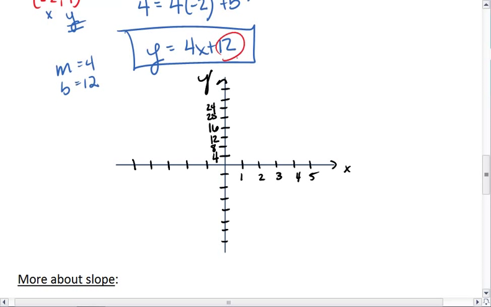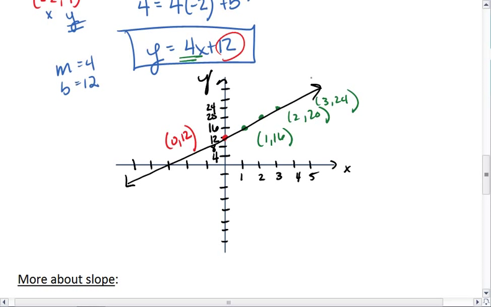All right, the positive 12 tells us that our y-intercept is 12, so we have the point 0, 12. A slope of 4 means we go up 4 units, so we go from 12 to 16 every time we move over 1. So we have the point 1, 16. We also have the point 2, 20, 3, 24. We can connect these points with a straight line, and that is our y equals 4x plus 12 line.